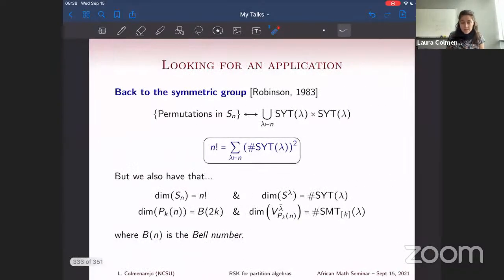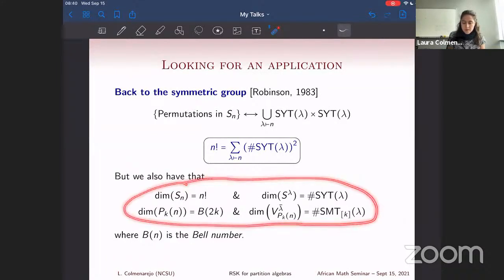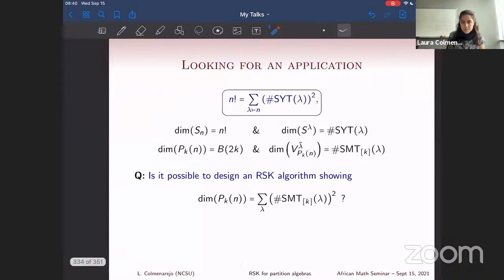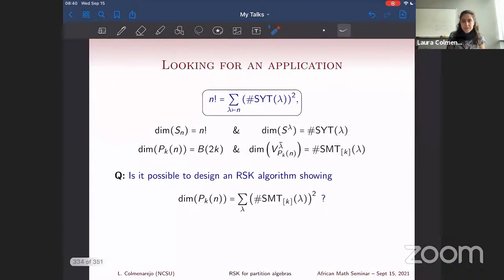But we also have that, we also have all these things over here. So we also have that. We want to look for a reasonable result like this one for the partition algebra. So let me go to the next slide because it's better.